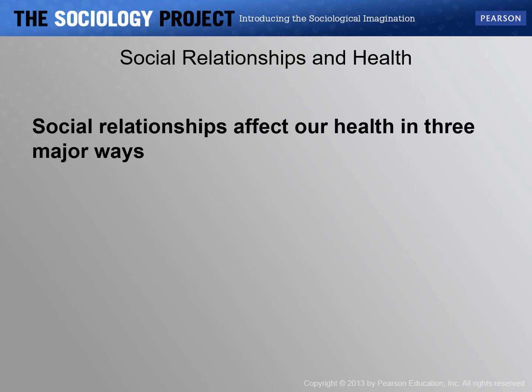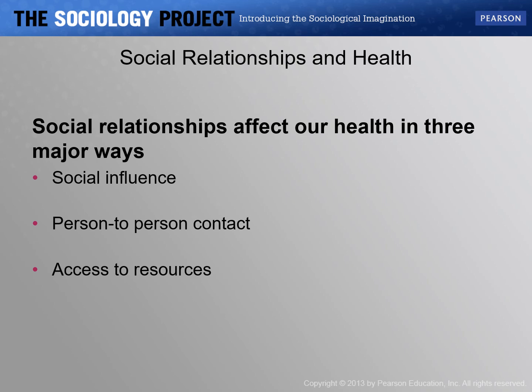Social relationships affect our health in three major ways. Through the impact of social influence: if you're around people that perform healthy social behaviors, you may be more likely to, or the converse. Person-to-person contact: having a relationship with a doctor who understands you, knows you, improves your health care, or your nurse for that matter. And of course, access to resources. People living in cities didn't have access to the vaccines, especially among poor populations, so it affected their health care in a major way, the lack of access.